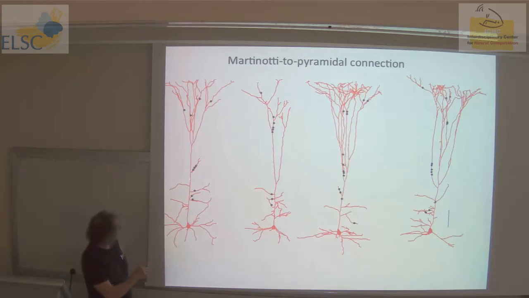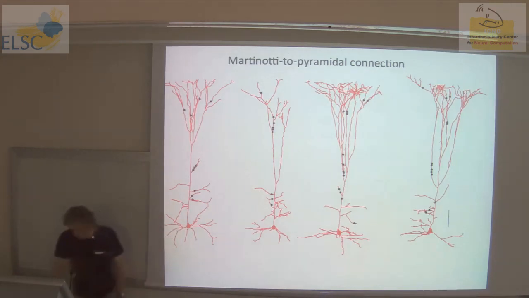So you can see this is the domain of Martinotti. Martinotti cells typically converge on the apical tuft of layer 5 pyramidal cells, and also sometimes on the oblique branches here. So that's the typical domain. It's not a very narrow domain, but they never go onto the basal tree, for example. So this is a large domain, but a domain.